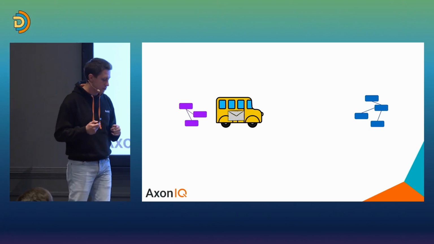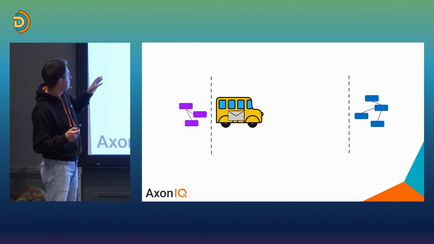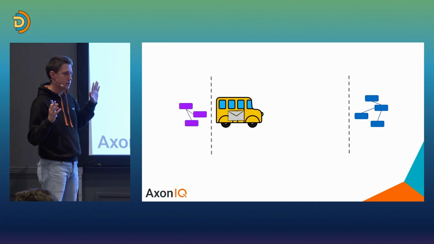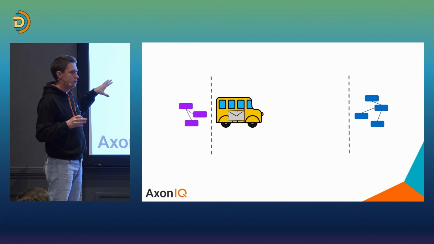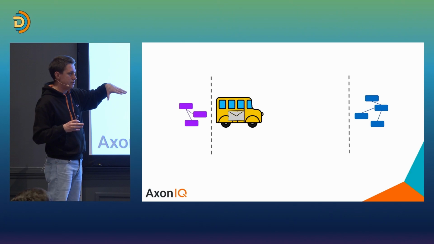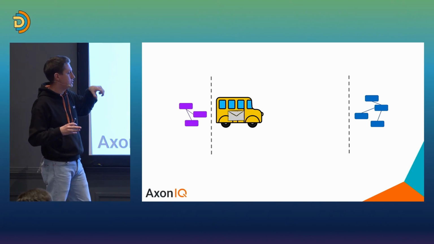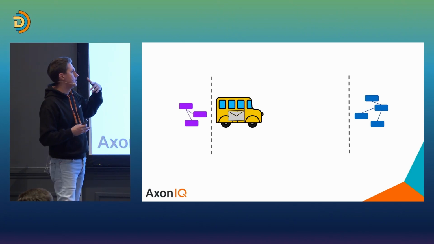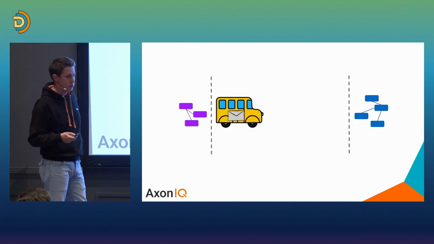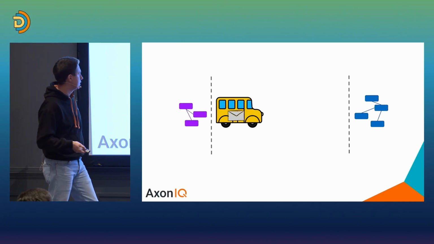What this message bus also gives us is boundaries within our system. So now, as a purple component, I really do not need to know anything about other components. The only thing I need to know is the API of other components, which in our case are messages. I need to know the commands that the blue component is able to handle, events and queries.